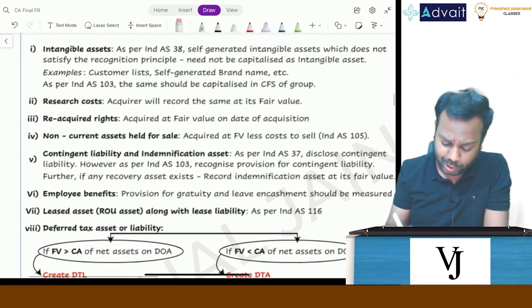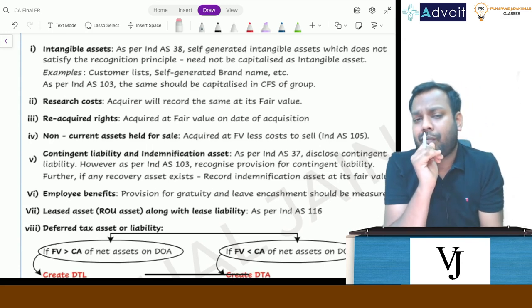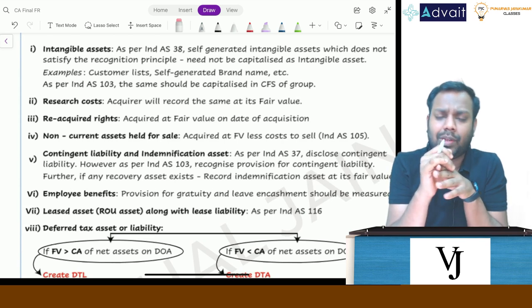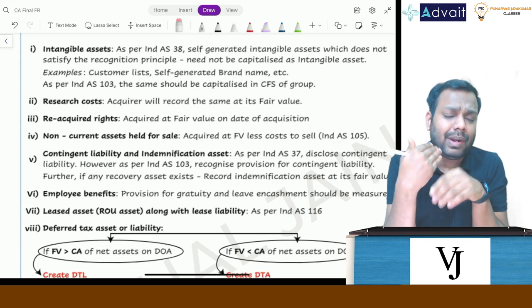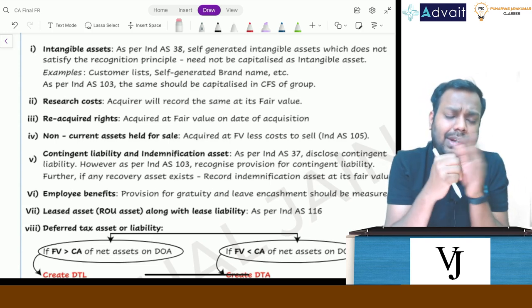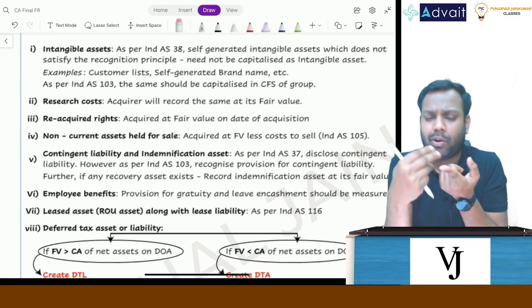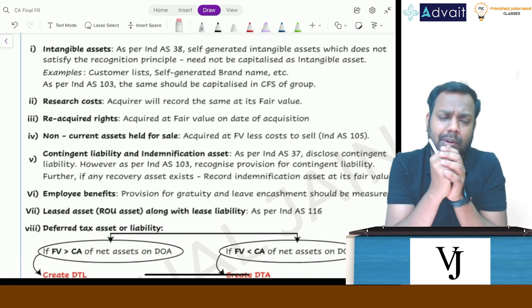So the first point is intangible assets. Whenever we are recording any intangible asset, we see whether the recognition principle gets satisfied or not. If the recognition principle doesn't get satisfied, we do not recognize that intangible asset, right? The same rule applies for PPE or investment property also. Now let's talk specifically about intangible assets.